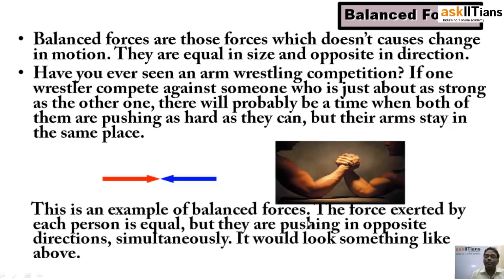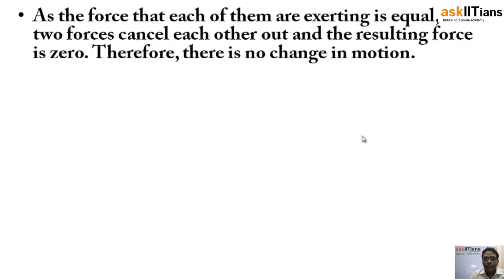So this is an example of balanced forces. You can see that the force exerted by each person is equal, but they're pushing in opposite directions. Therefore, this is what you will get. Now, taking it further, as the force that each of them is exerting is equal, the two forces are going to cancel each other out. So there is not going to be any resultant value, and therefore there is no change in motion that is going to take place.